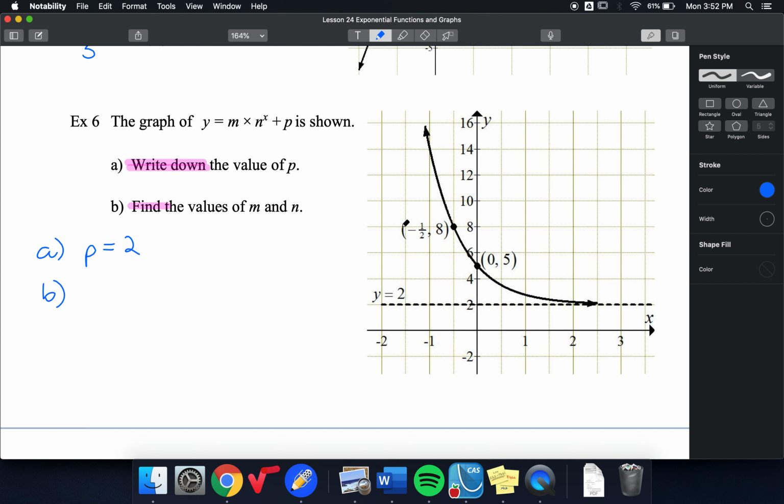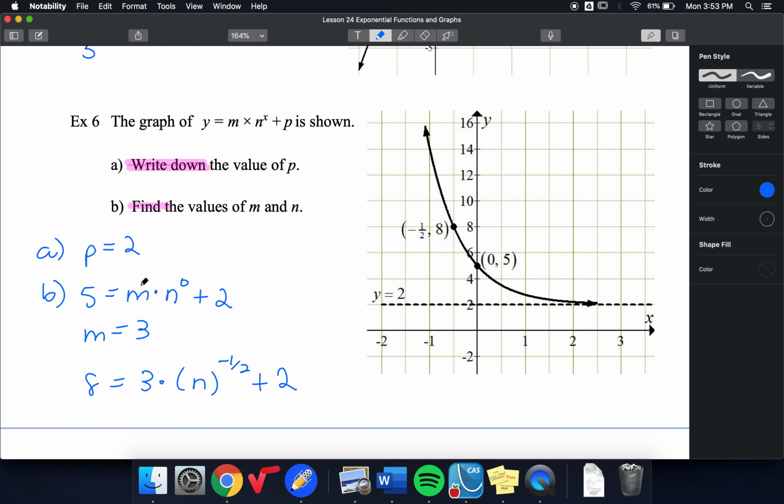So now in B, I'm going to use my 2 points to help me figure out what the m and n values are. So 5 equals m times n to the 0 plus 2. That means that m must be 3. Now I'm going to use this one. 8 equals 3 times n raised to the -1/2 power plus p. So that's plus 2.